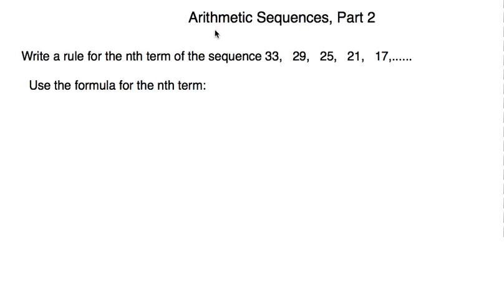Last video we talked about how to find the common difference, d, when you're given a sequence. Now we're going to write a rule for the nth term of a sequence. So here's what we're asked to do. We're asked to write a rule for the nth term of the sequence 33, 29, 25, 21, and 17.